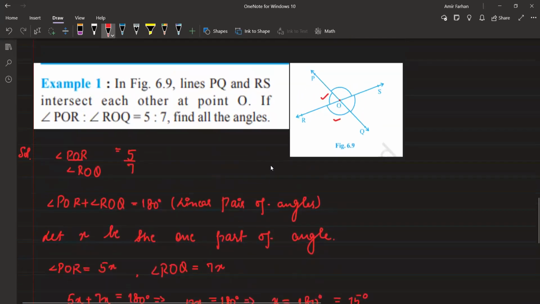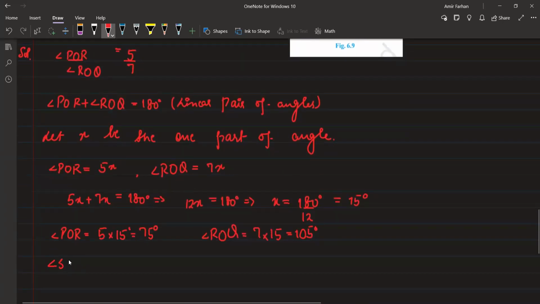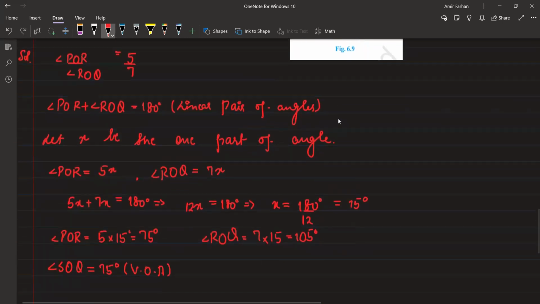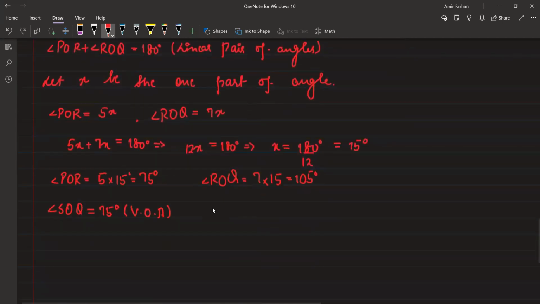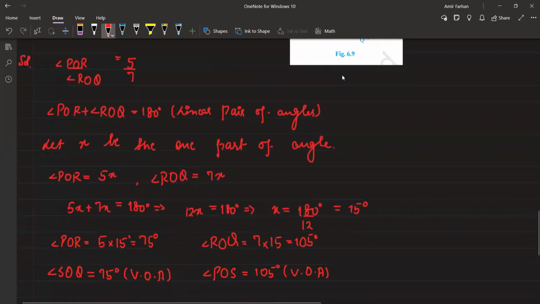So now, Simrat and Abdul, POR should be equal to SOQ, yes or no? Yes, it will. Why? Vertically opposite angle, SOQ equals 75 as well. VOA. Okay, vertically opposite angle. And what have we found? ROQ. ROQ should be equal to POS, 105 degree. Why? Vertically opposite angle. Clear? This is the ROQ and this is the POS. Clear, Abdul and Simrat? Yes, sir.